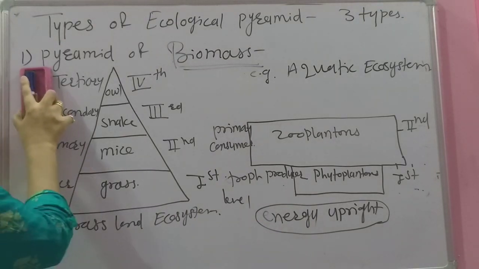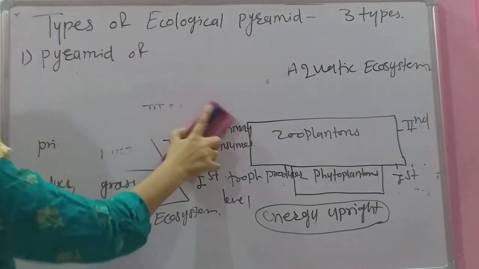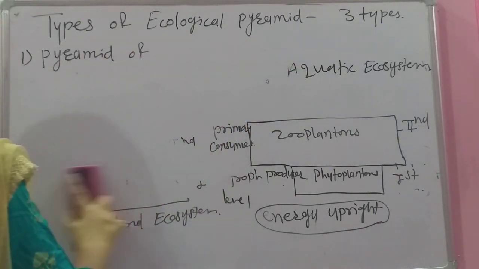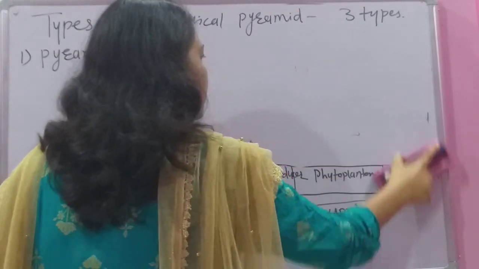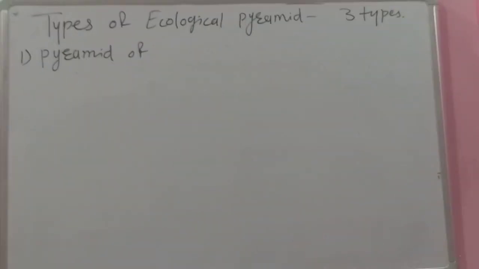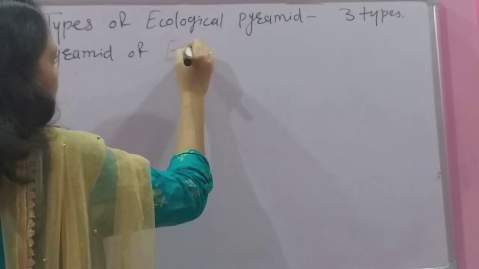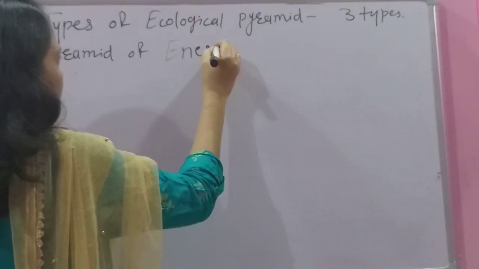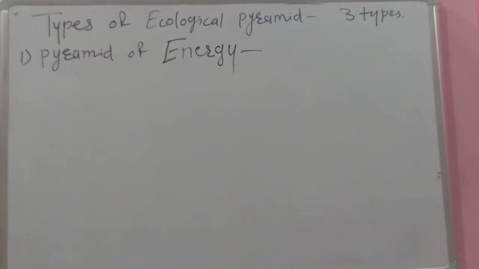Then the last one is the pyramid of energy. The third type of the ecological pyramid is the pyramid of energy.